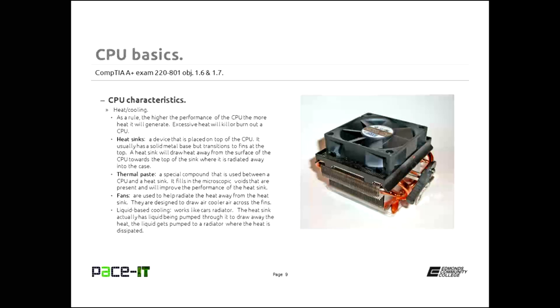So let's talk about heating and cooling. As a rule, the higher the performance of the CPU, the more heat it will generate. And excessive heat will kill or burn out a CPU. So we've got to figure out how to get rid of that heat. The first way that we get rid of it is through heat sinks, which is a device that is placed on top of the CPU.